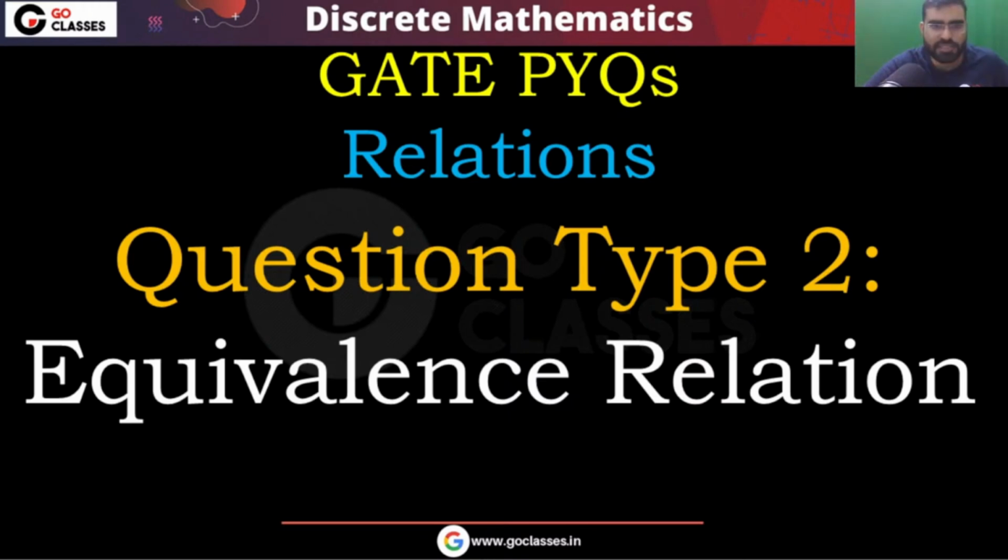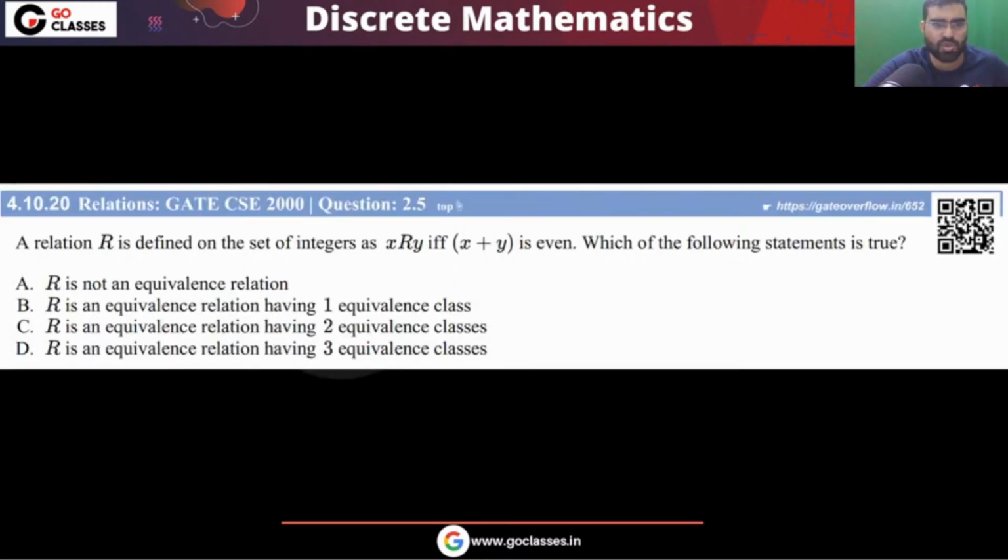Okay. So let's see the next question, type 2, that is equivalence relation questions. Let's see this question. So tell me the answer for this one. This is a question from GATE CSE 2000.